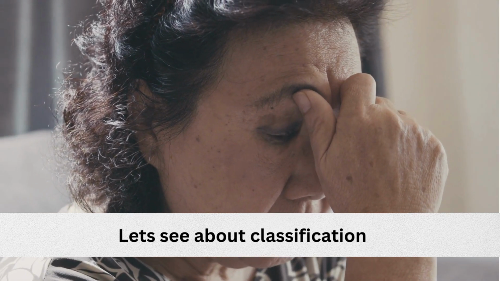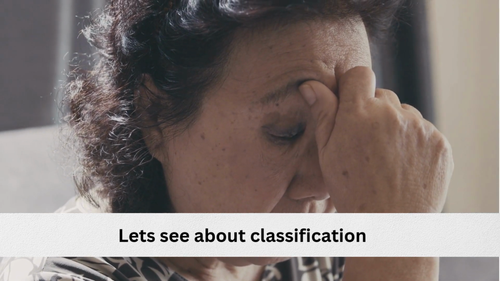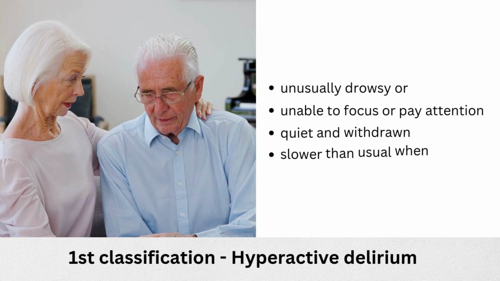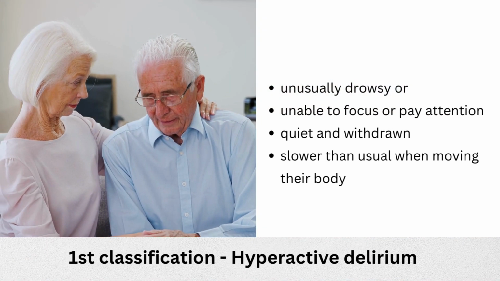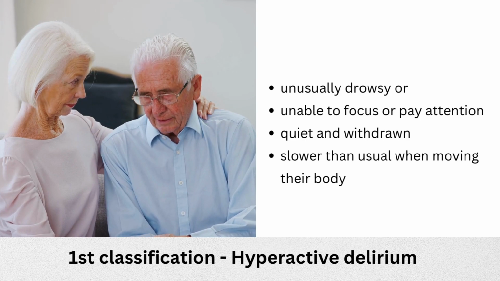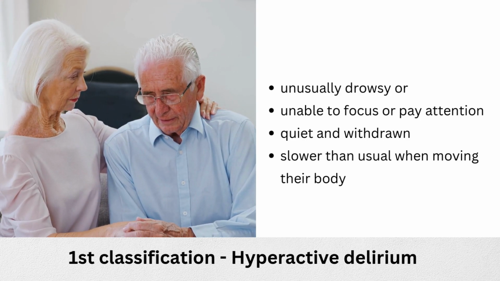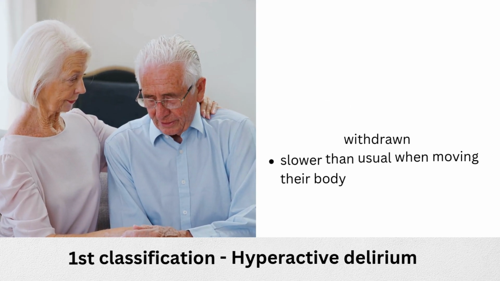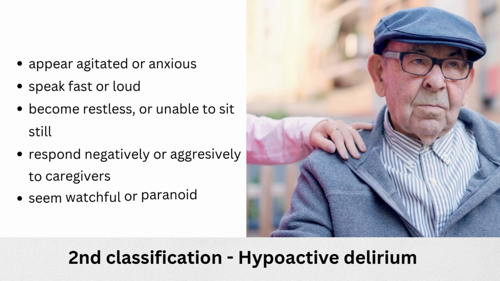Next, we see about the classification of delirium. First classification is hypoactive delirium. Symptoms will be unusually drowsy, or unable to focus or pay attention, quiet and withdrawn, slower than usual when moving their body.